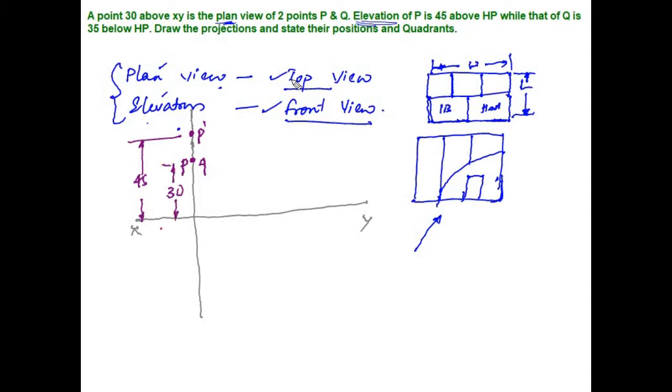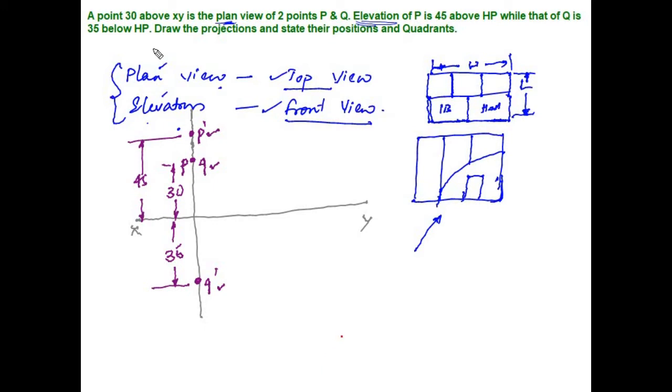Now, while that of Q is 35 mm below HP. That means the front view will come below xy line. So Q is here on the same projector. You have to draw somewhere around here. You will have your Q dash. So this is 35 mm below HP. Below HP comes below xy line. So listen, this is the top view of both P and Q. This is front view of P. This is top view of both P and Q, and this is front view of Q.